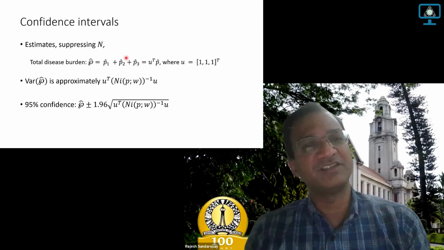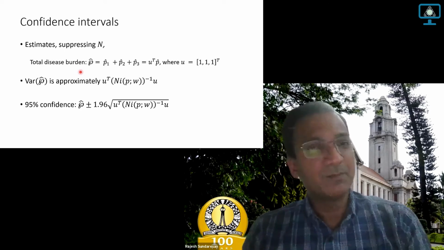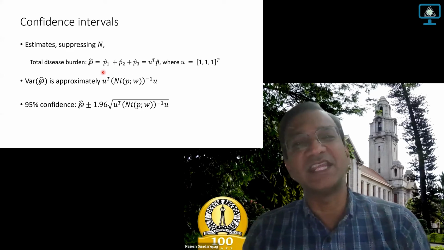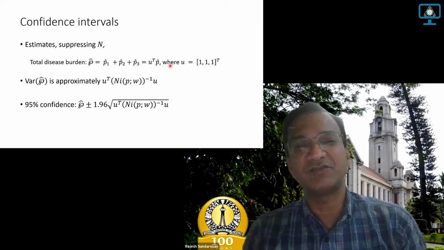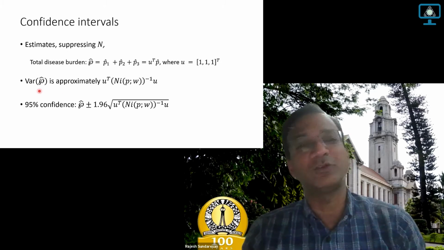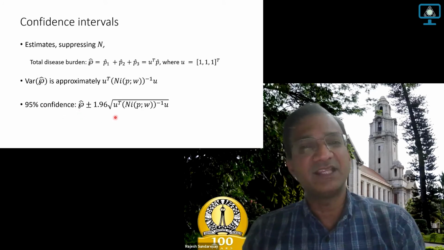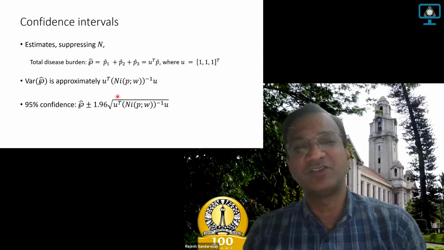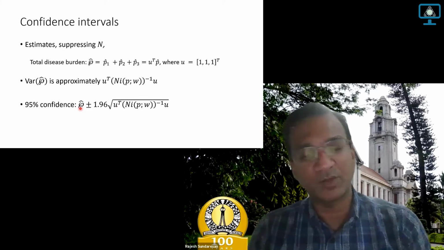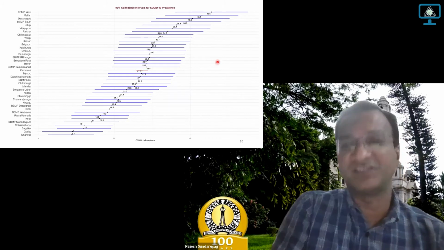Here is how we get the confidence intervals for the total disease burden. The Fisher information matrix gives us the entire matrix, but we are only interested in this estimate, which is the sum of the three. Now, its variance can be obtained because it's a linear combination. You can get the inverse Fisher information matrix and then take the value associated with the linear combination, and that gives us the variance of the total burden estimate. And if you want a 95% confidence interval, you take your estimate and evaluate this quantity at p hat. This would be the standard error, and the estimate plus or minus 1.96 times the standard error gives us the 95% confidence interval. And that's what you saw in this picture.